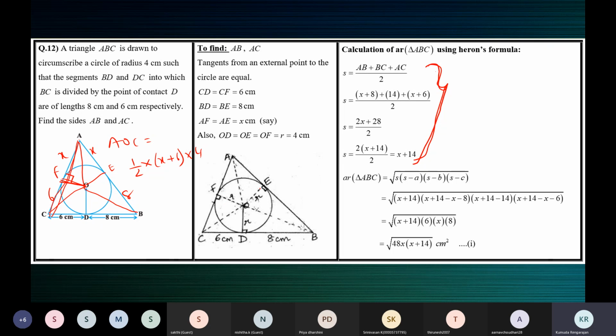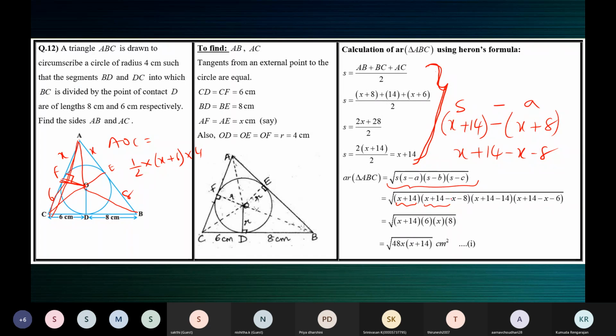Now the area of triangle ABC is, the formula, root of S into S minus A into S minus B into S minus C. So be careful, children. How do you write S minus A? S is x plus 14. A is x plus 8. So S minus A will be x plus 14 minus x minus 8.